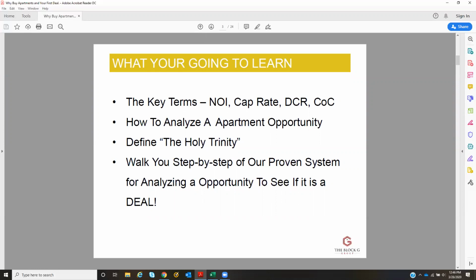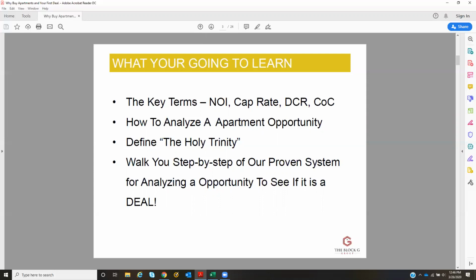We're going to define what we call the Holy Trinity in the multifamily realm, the foundational pillars to see if an opportunity becomes a deal. We're going to show you how to do that in 3 quick steps. And also we're going to walk you through, step by step, our proven system for analyzing an opportunity to see if it is, again, a deal.